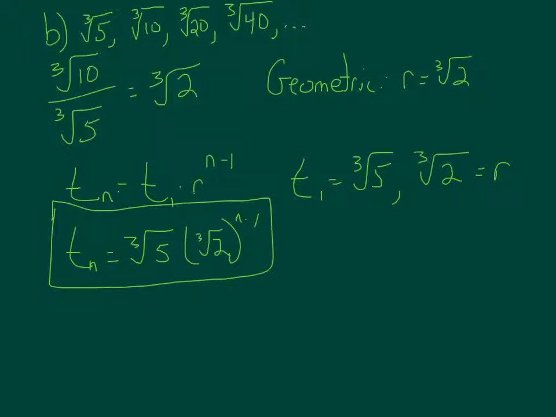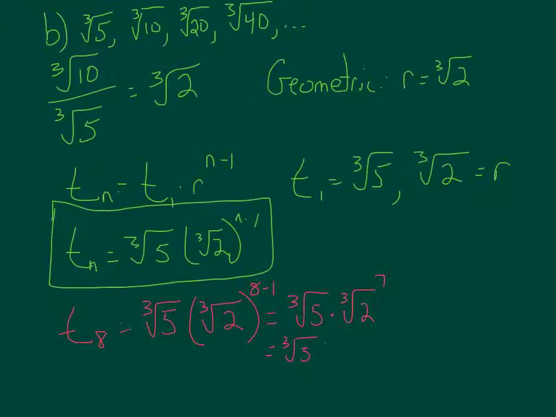Alright, let's find T sub 8. So to find T sub 8, the 8th term, put the cube root of 5, the first term, times your ratio, the cube root of 2, and raise it to the 8 minus 1 power, or the n minus 1 power. Well, that really just says the cube root of 5 times the cube root of 2 to the 7th power. Well, that 7 can also be written on the inside. So it's the cube root of 5 times the cube root of 128. 128 is really just 2 to the 7th power.